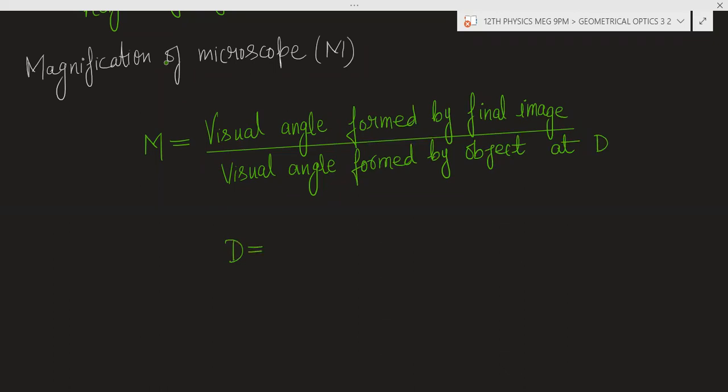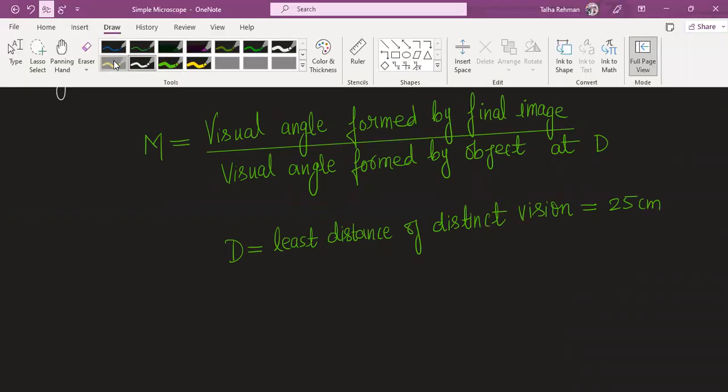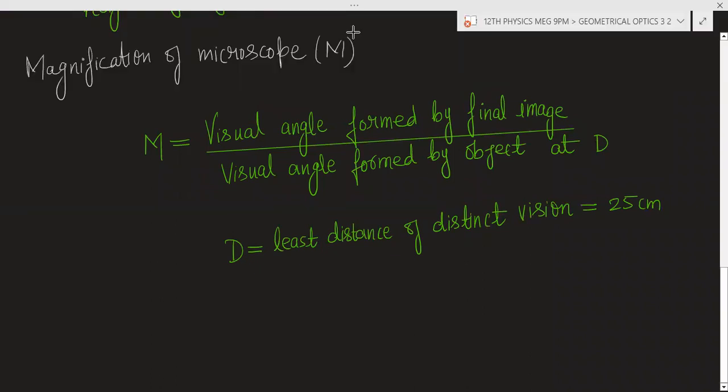D is the least distance of distinct vision. And what is this? This is equal to 25 centimeter for normal human eye. And how we calculate this? Very simple. We can calculate it like this.